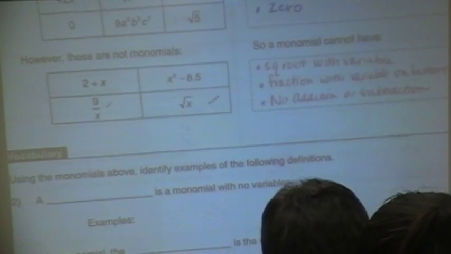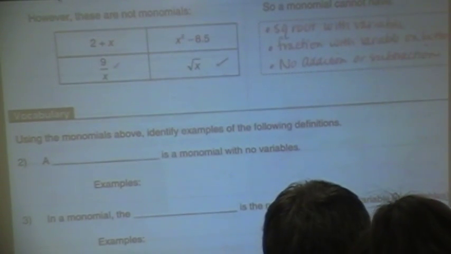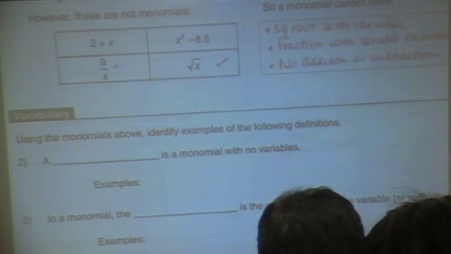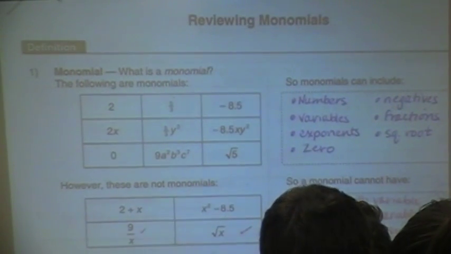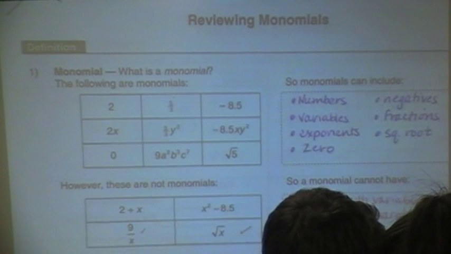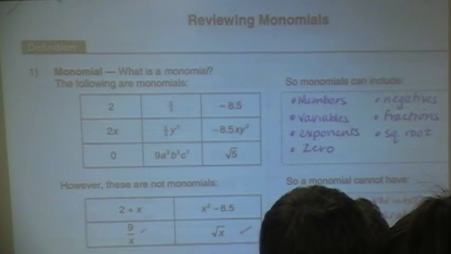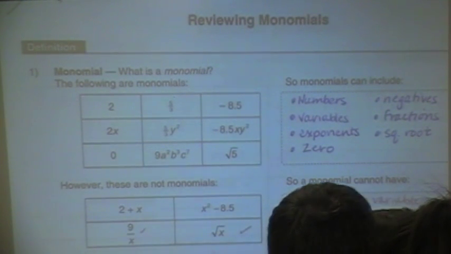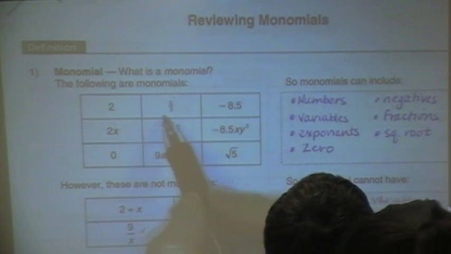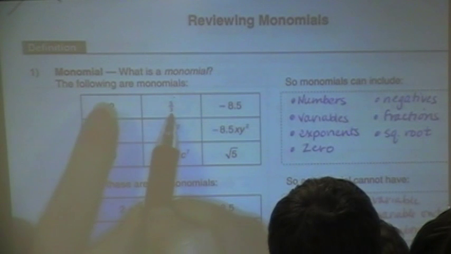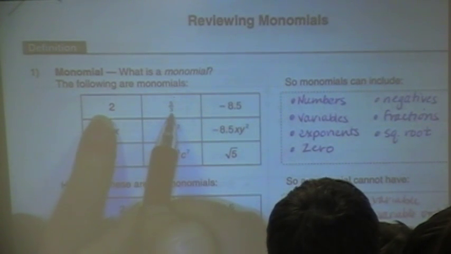So using the monomials above, identify examples of the following definitions. A blank is a monomial with no variables. That would be, here's a monomial, here's one with no variables. What's another name for that? It is, but okay, wait. Yes, but so is this. This is also a monomial with no variables. And these 2, they have the same name. Anybody know what you call it?